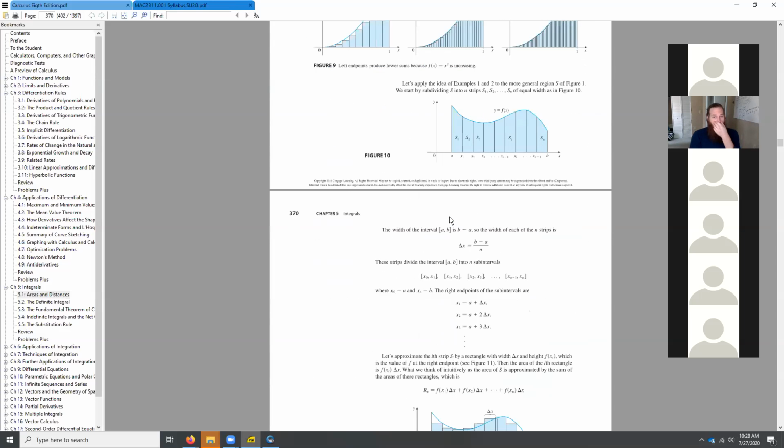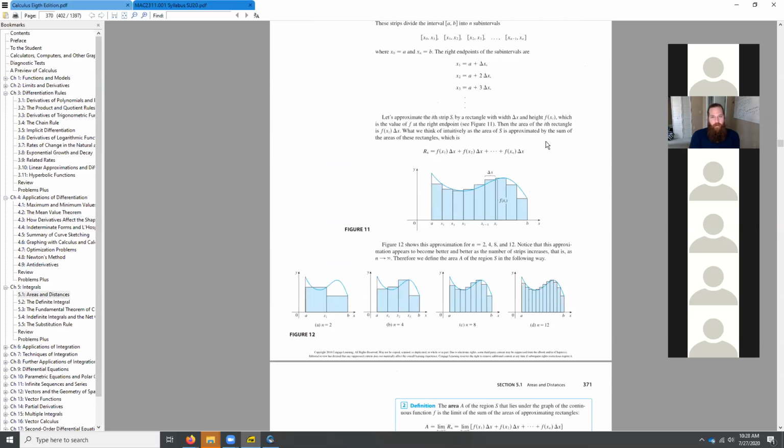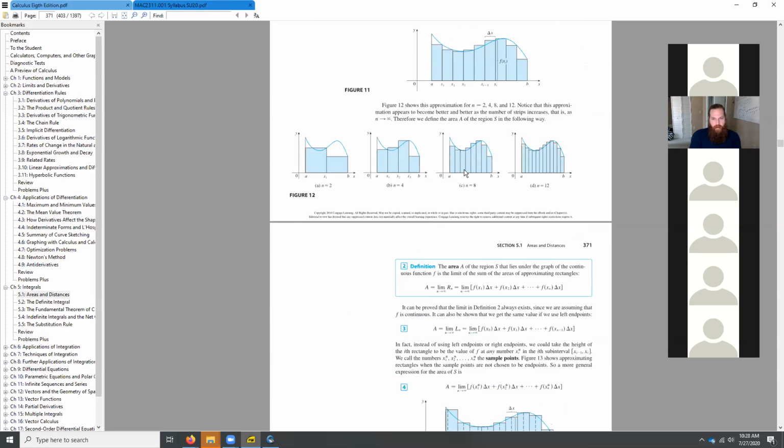So what we need to do now is get to a place where we can calculate all of these heights and all of these widths, and then add them all up.